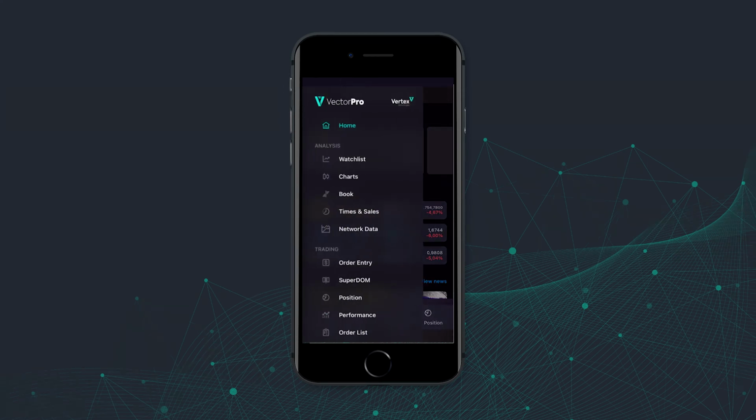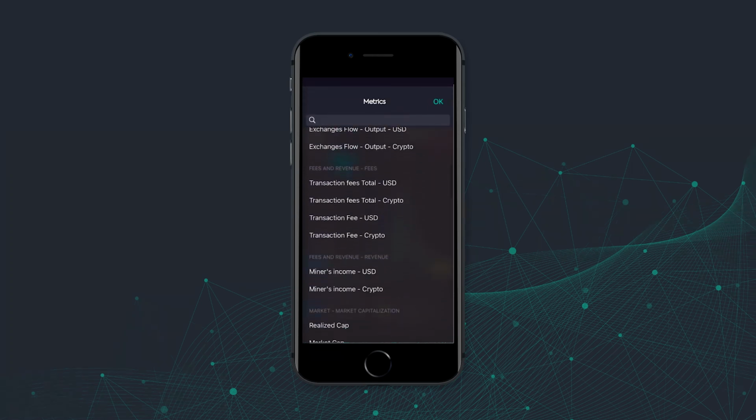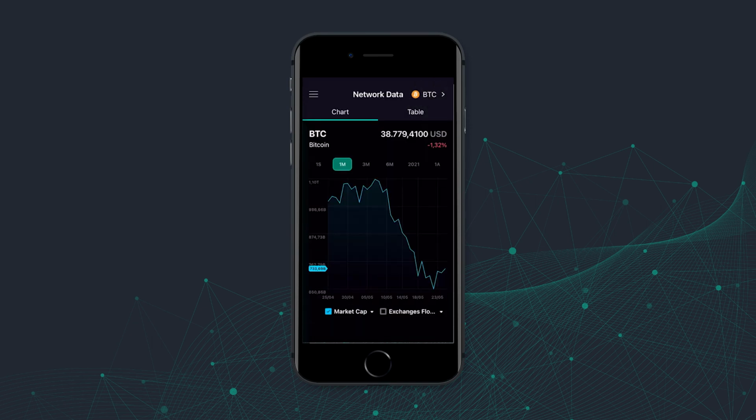Here in the menu, we will select the network data tool. Now, let's select the market cap metric and press OK. Also known as market capitalization, market cap is applied to Bitcoin by multiplying the last trading price of the BTC-USD pair by the total number of Bitcoins mined so far.